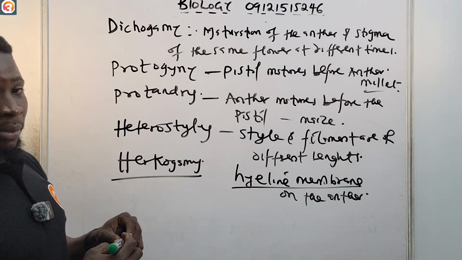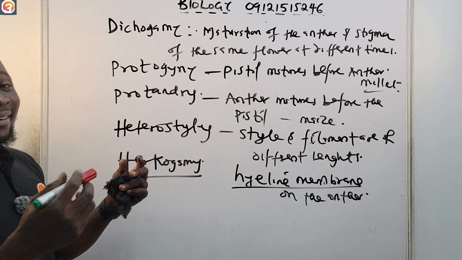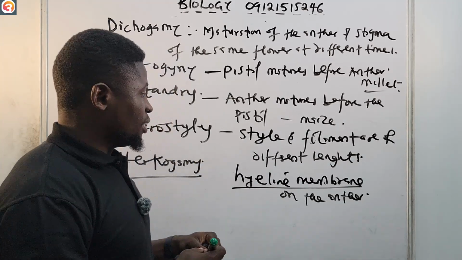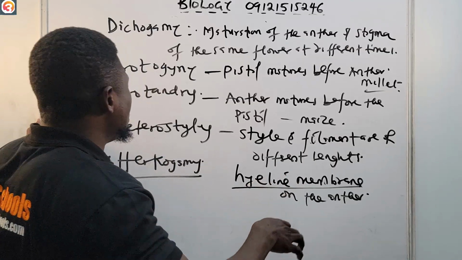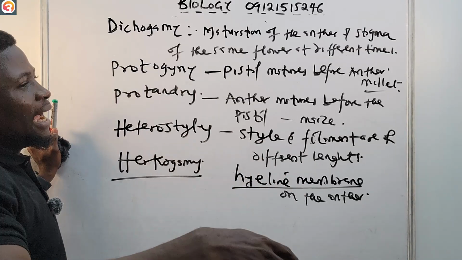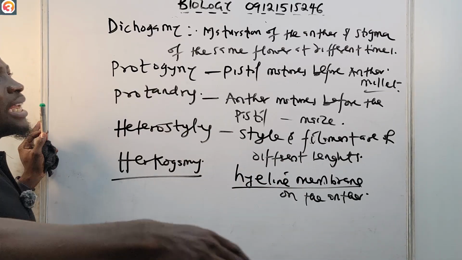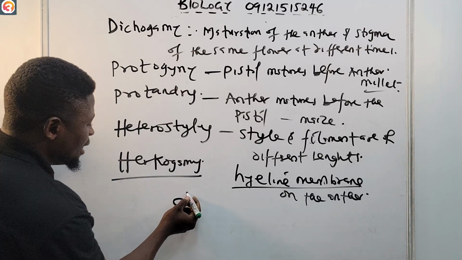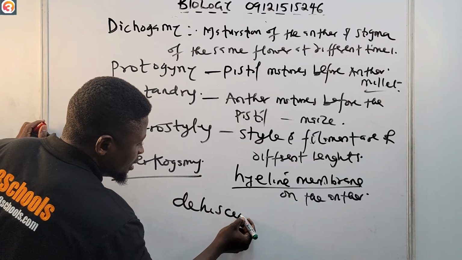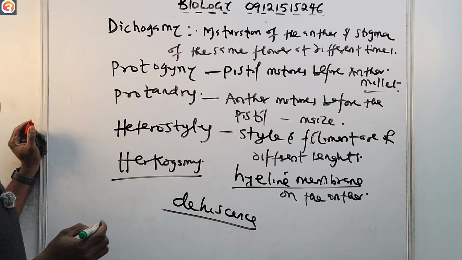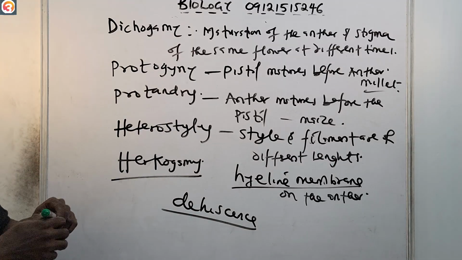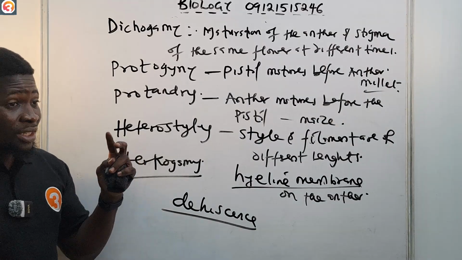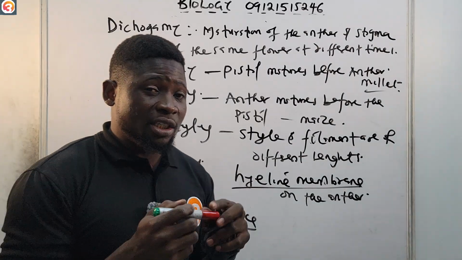Hercogamy is a barrier to self-pollination. Hindrance. This hyaline membrane is usually on the anther, and such a membrane does not allow dehiscence of pollen, and thereby helps to discourage self-pollination.